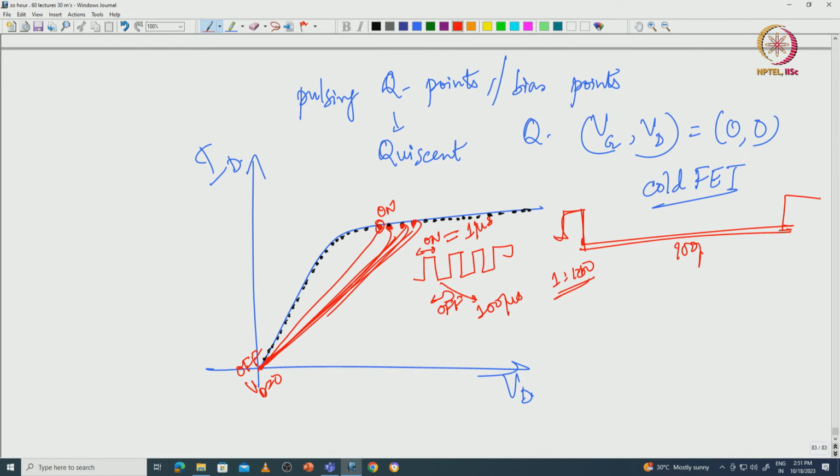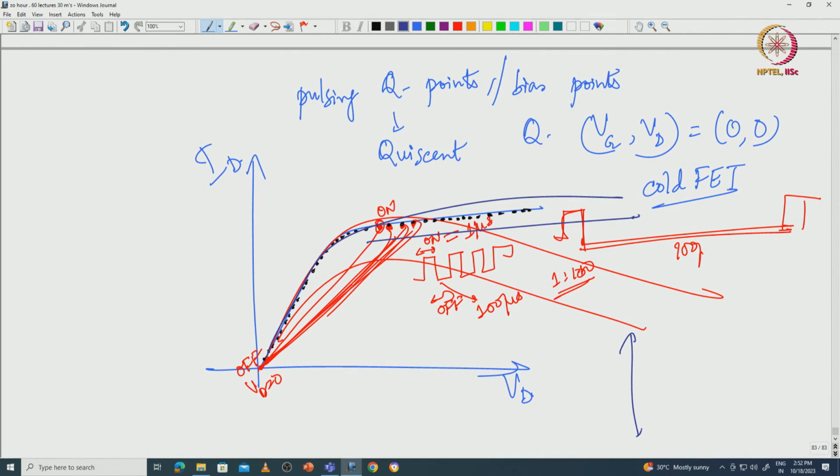It could be even sub-microsecond, by the way, and this is where you mitigate the effect of heating as much as possible. In that case you do not get the droop that you saw earlier. You get a very good, straight curve that looks like this, no droop. So that is called the cold FET condition.